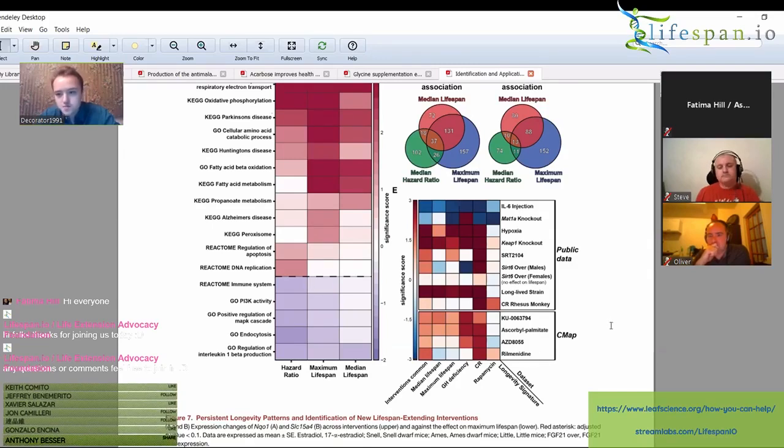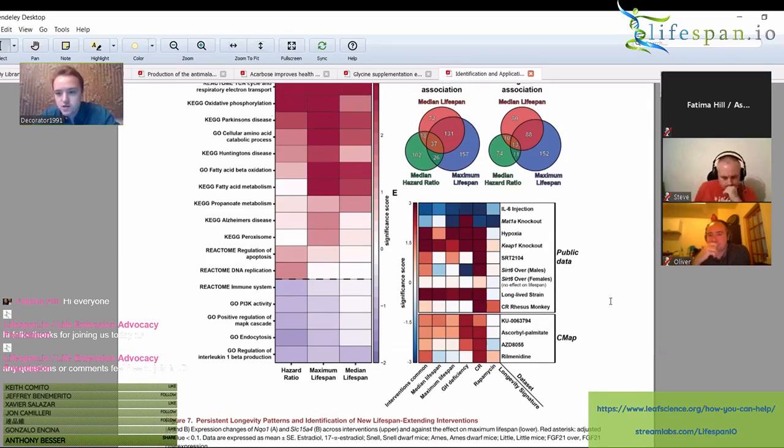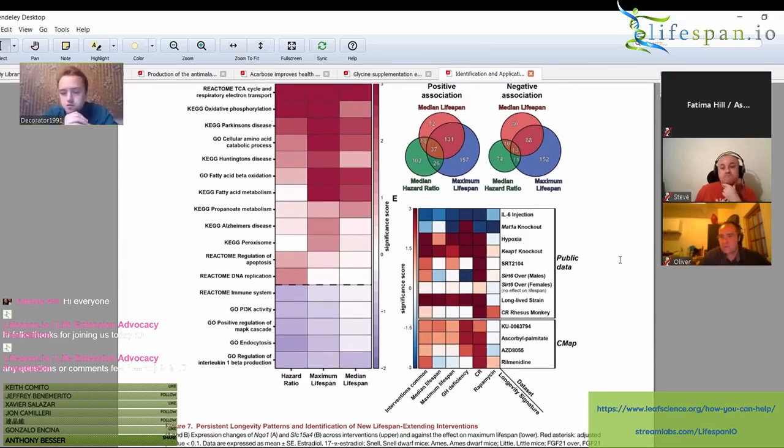So in general, the main aim of our work was to obtain the set of biomarkers which can then be used to simplify and accelerate the search of new interventions. That was the idea. So I guess that's mainly it. Do you have questions?